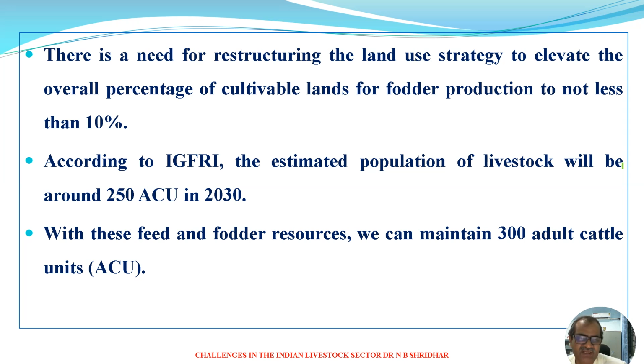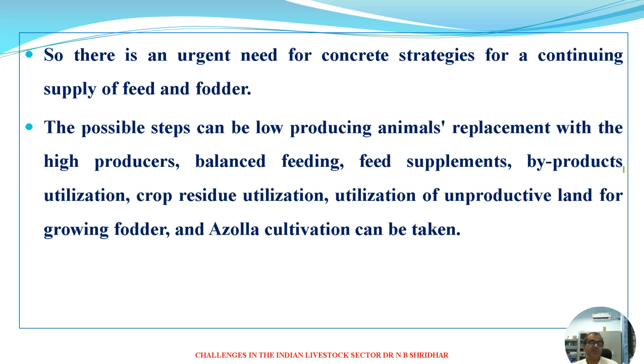And according to IGFRI, the estimated population of the livestock will be around 250 SU in the year 2030. It's not far away. So with these feed and fodder resources, we can maintain just 300 adult cattle units as of now, and it's impossible to keep up with the growing demand. And there is an urgent need for concrete strategies for continued supply of feed and fodder, just like electric grids are being constructed, and one grid can supply to the other grid. Accordingly, a milk grid needs to be established, which has interconnectivity between the different states where there is a difference between the supply and the demand.